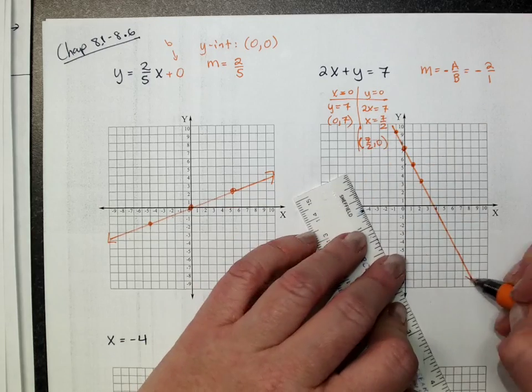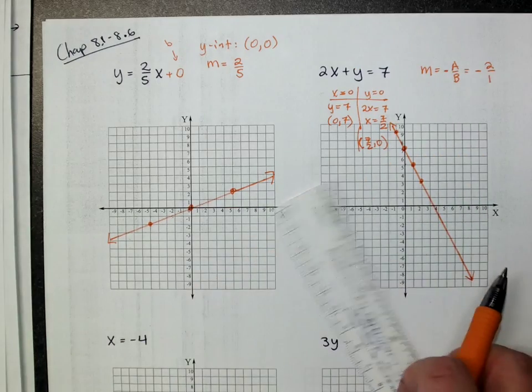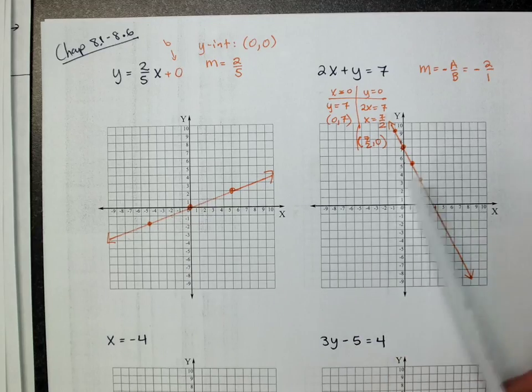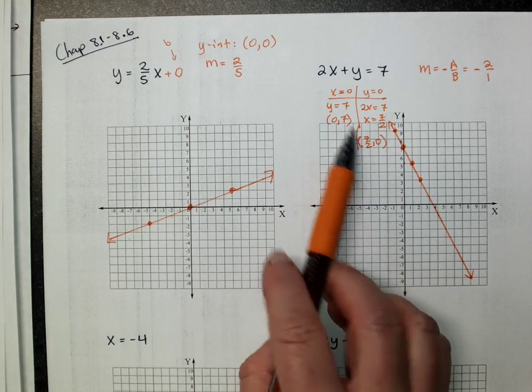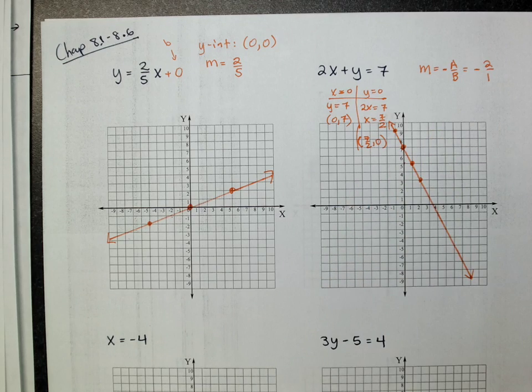Any ordered pair, infinite ordered pairs, on that line are solutions to the equation, and any ordered pairs that aren't on it would make the equation false. Okay? So finding the two intercepts and the slope is an important skill.